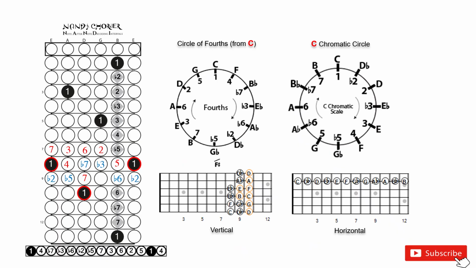In conclusion, scales can be viewed horizontally, along 1 string, or vertically, across all 6 strings, within 2 frets. Visualizing both perspectives reveals the fretboard's underlying logic.